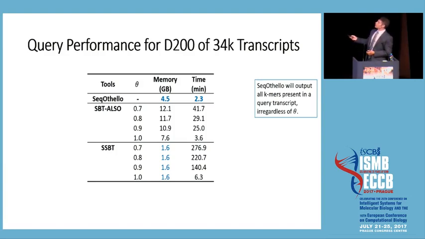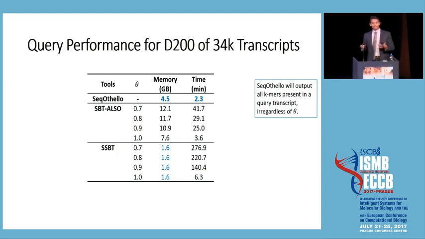Notice that to query approximately 34,000 transcripts took only 2.3 minutes and 4.5 gigabytes of memory. Sequence Bloom Tree Awesome and Split Sequence Bloom Tree took much longer. Here we have 140 minutes, 220 minutes, just under an hour here. And we do have some very quick times for theta value of 1.